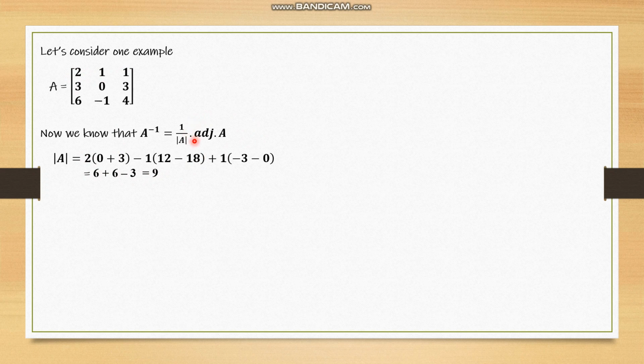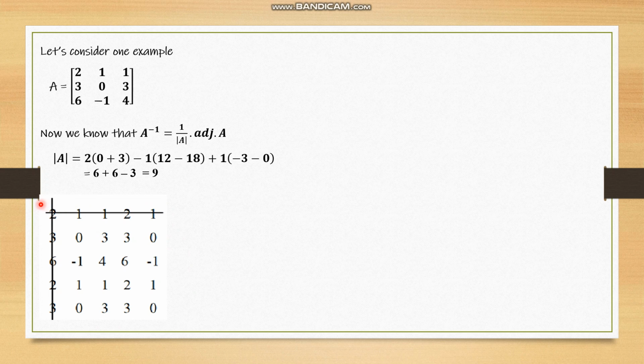Now the time consuming thing is to find the adjoint of A. How to find it? We will first write the matrix as it is. We will repeat the first and second column, so that will be 2, 3, 6 and 1, 0, minus 1. Now we will take the whole first row and second row and repeat it below like this. And next we will strike out the first row and first column. For the remaining part, we will keep simplifying using the determinant idea.